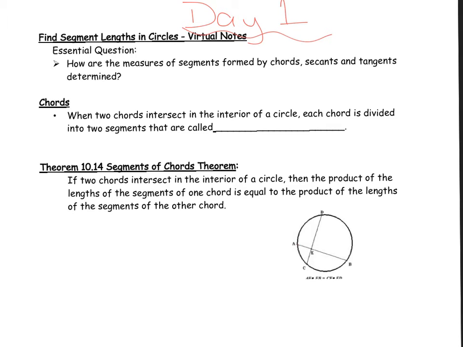Okay, so just a reminder, a chord is a segment whose endpoints are on the circle. When two chords intersect in the interior, again, we're focusing strictly on inside today, each chord is divided into two segments that are called segments of the chord. I always think Children of the Corn when I say this. So they are called segments of the chord.